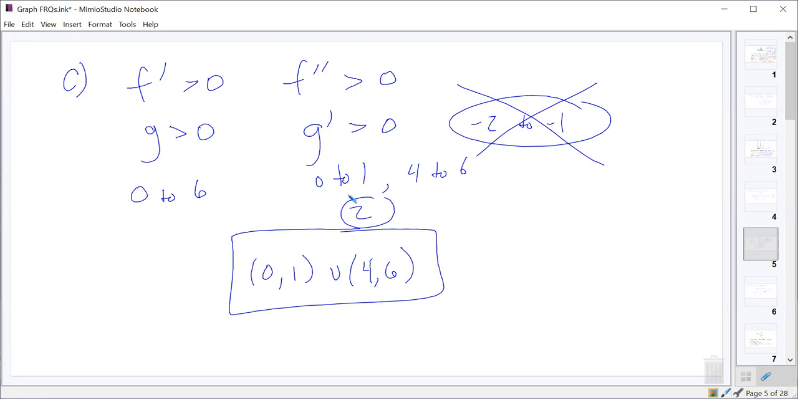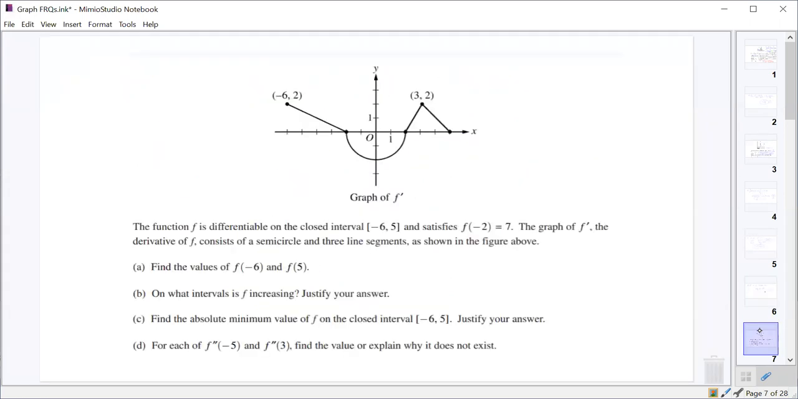Now, yesterday I would have ended class right now because I would have been very confused about the time, but we have plenty of time to do one more. Let's do one more graph FRQ. Probably, although there's not one every year. 15 minutes, ready, go.